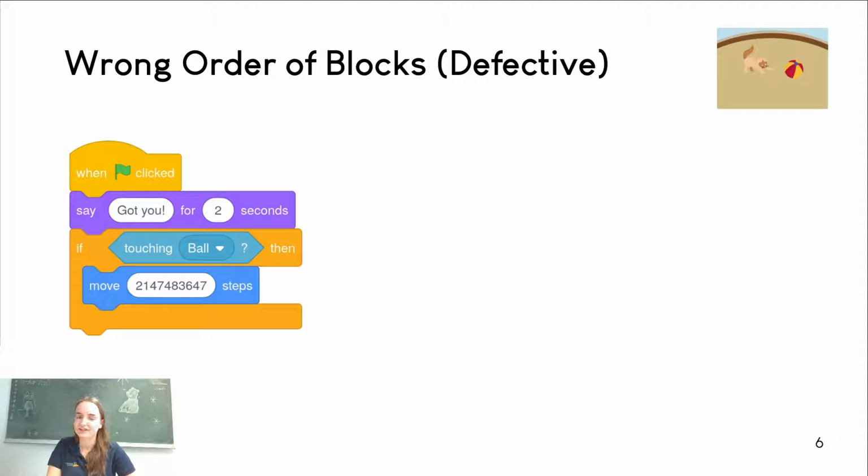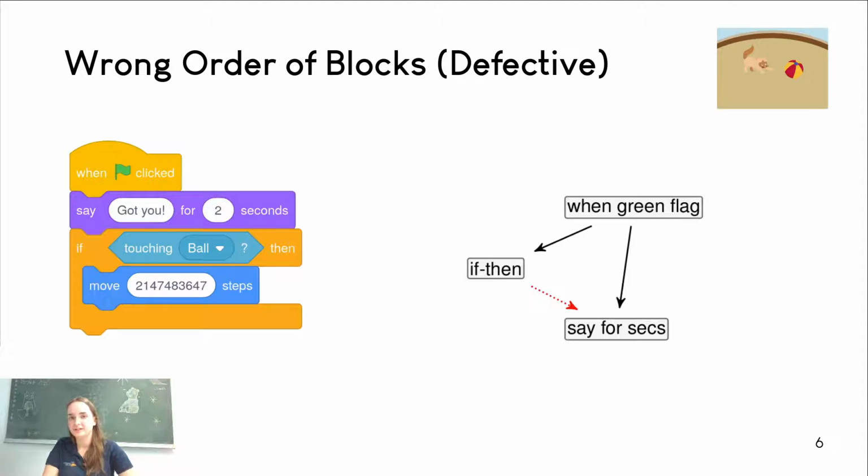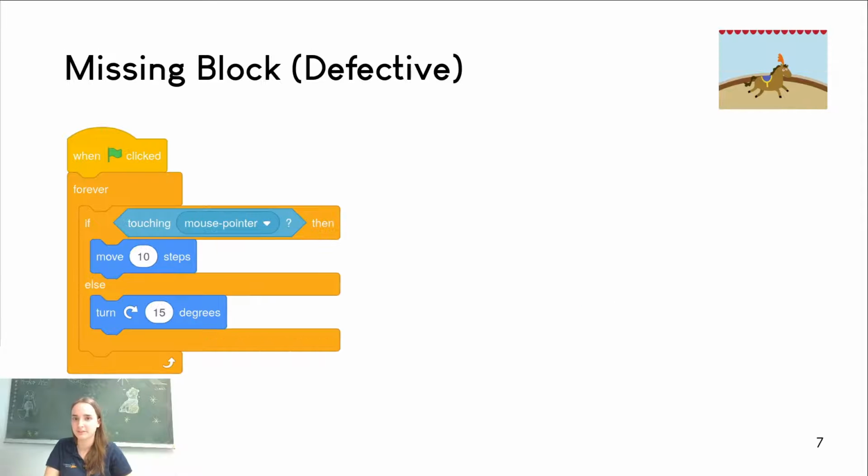In contrast to that, the anomaly reports this project-specific bug. The red dotted transition indicates that the say for seconds block usually comes after the if-then block. That's useful for the student. The student can fix the code, and the teacher can talk about script flow in class based on this anomaly.